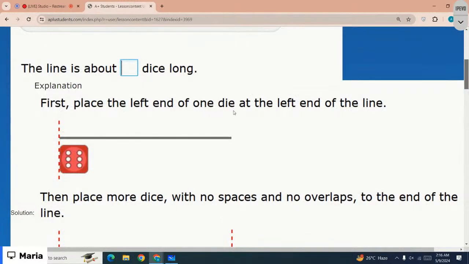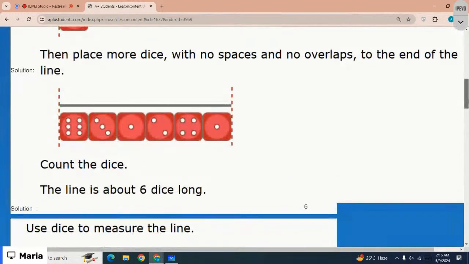First place the left end of the one die at the left end of the line, right? Just align them, right? Starting from the left side, now you have to keep placing more dice with no spaces and no overlaps to the end, right? Just keep placing the dice until the end of the line. You have to count 1, 2, 3, 4, 5, 6. That means the length of the line is 6 dice long. The correct option is that is 6 dice long.